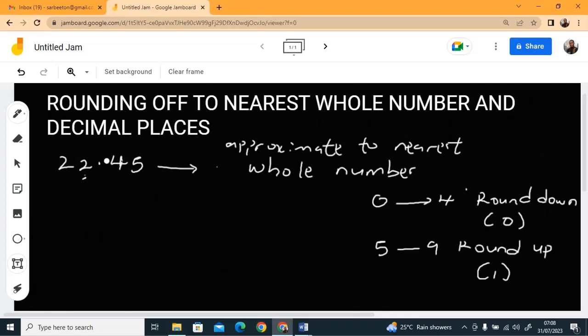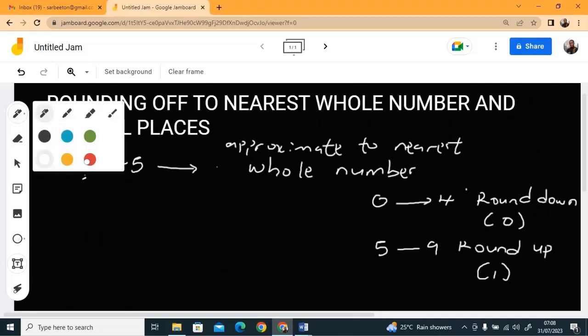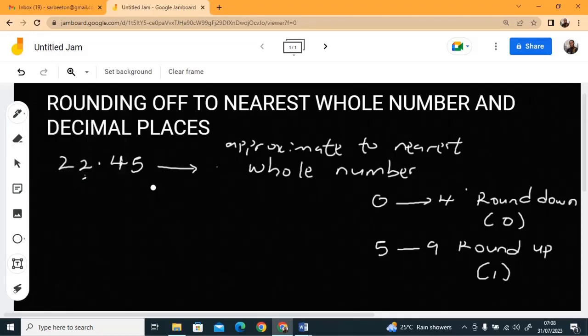Because you are checking the number next to it. You are not checking this one. A mistake students make is that they round this one up to 1, add it making 5, then round it up to 1 again, to add this one making 23. No, we check the next number after it. You are not concerned about the number that follows after that one. So that is rounding up for you. In this example, the nearest whole number is 22. That is your final answer.